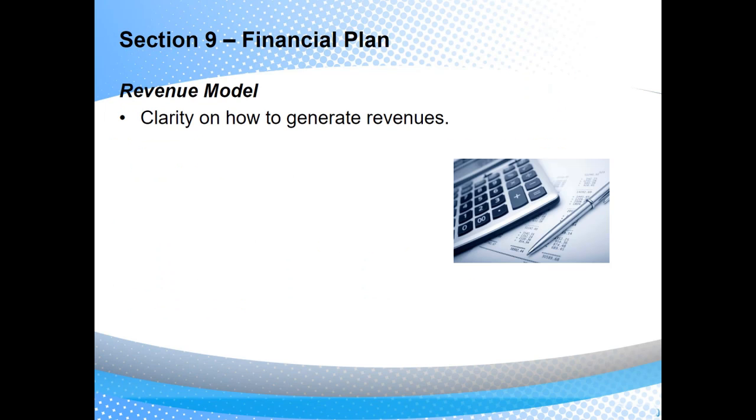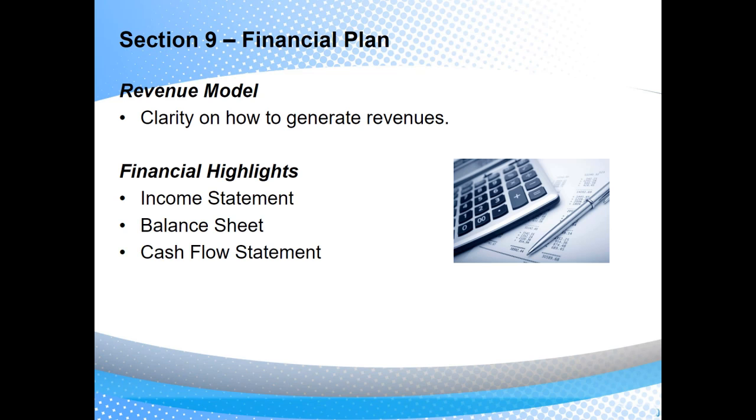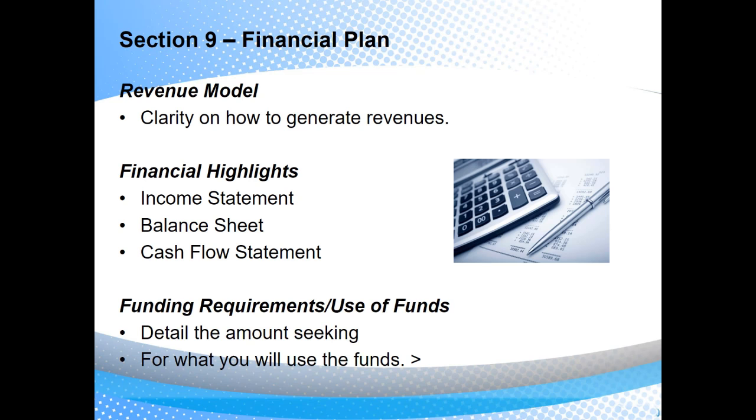And Section 9, your financial plan. Here it's how you make money, how you generate revenues. And the highlights that we're going to look at would be the income statement, balance sheet, and cash flow statement. And at the end, of course, we have the use of funds and funding requirements, to detail the amount that you're seeking, and you could indicate here what you will use the funds for.